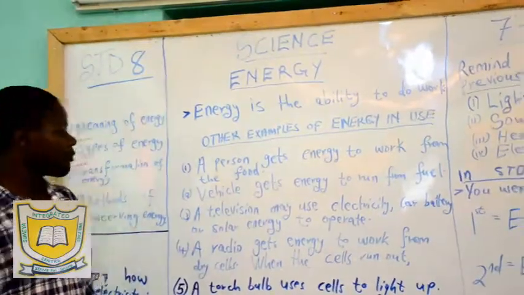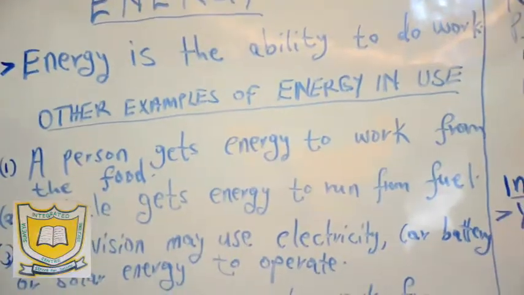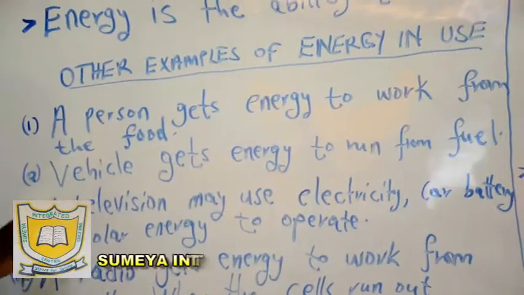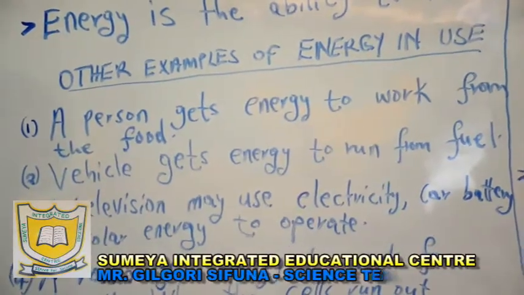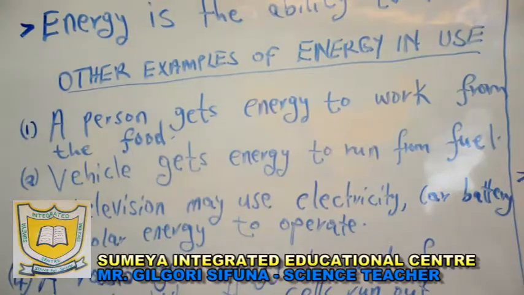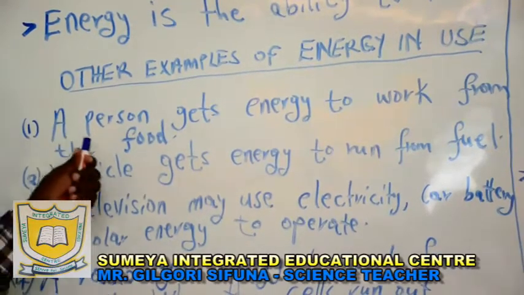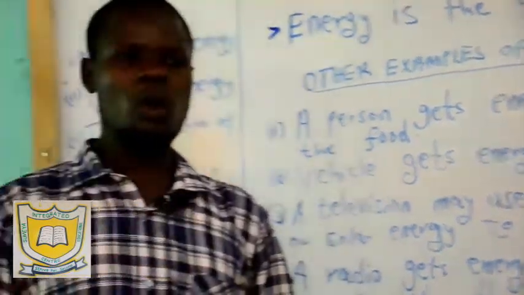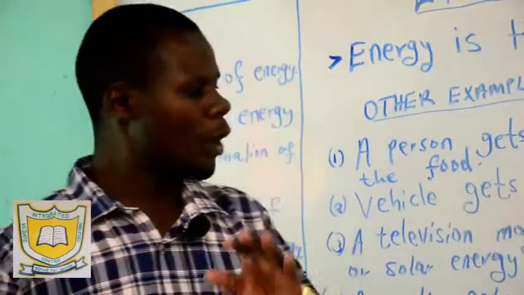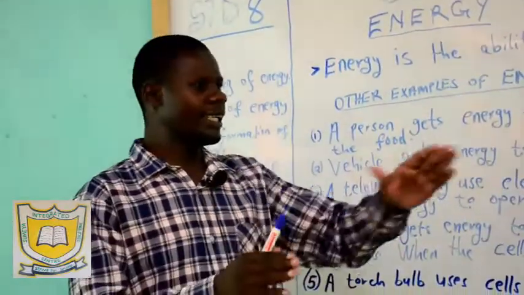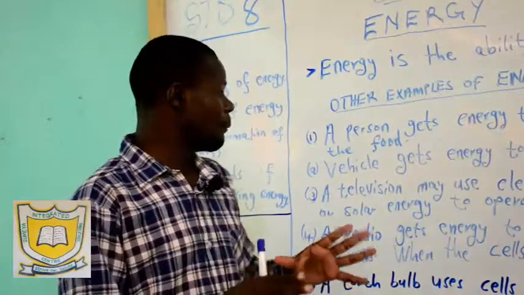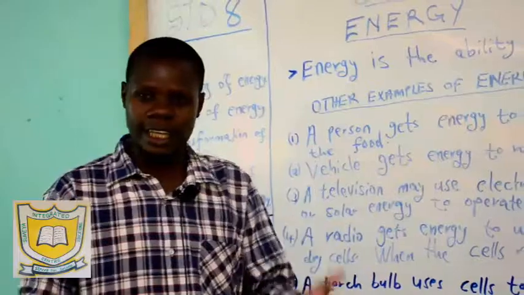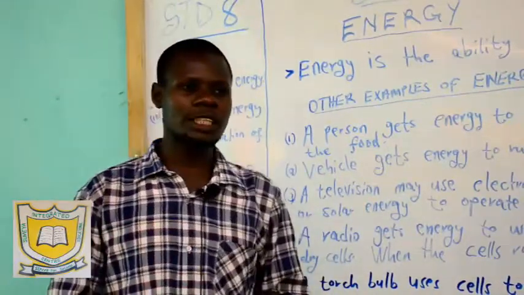Number one, these cannot happen without energy. So we want to look at what the sources of energy are and how they operate. Number one, we say that a person gets energy to work from the food eaten. People and animals cannot wake up and walk to any other places without food. Somebody who is hungry cannot do any job because there is no energy. So that person has to eat food.